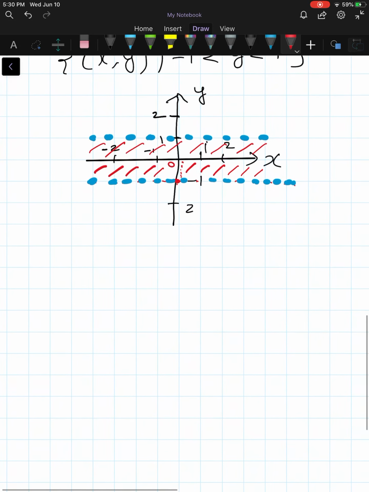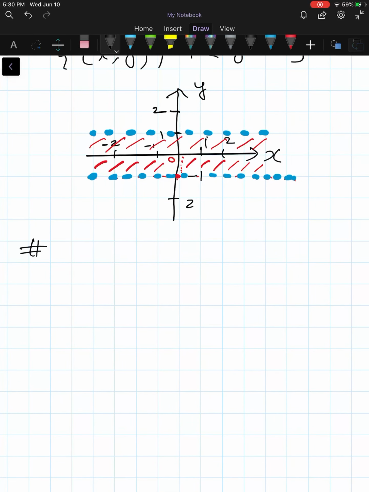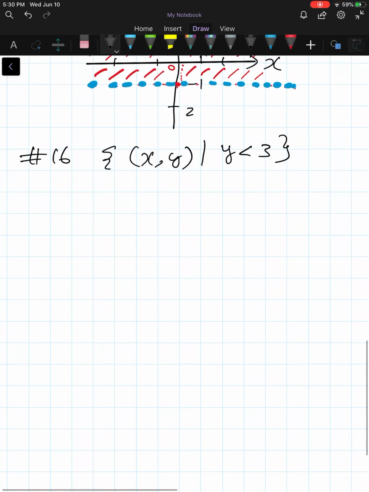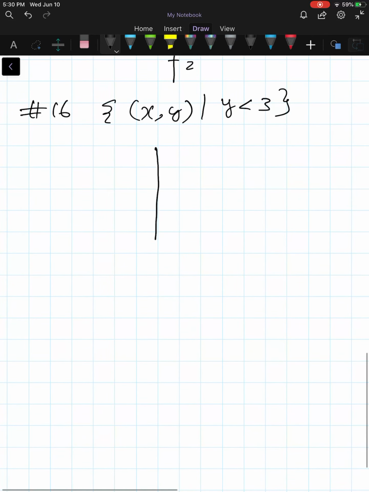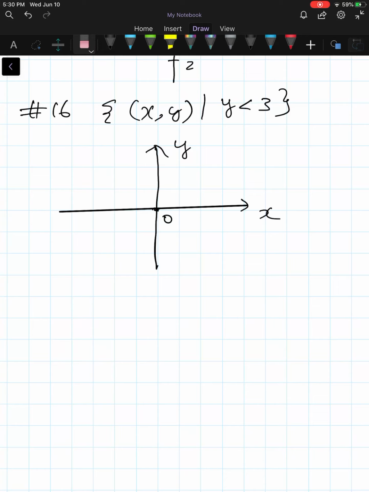Okay, I'll do another one. This is number 16 in your book. Set of all x comma y such that y is less than 3. Yeah, this is the origin. So y is less than 3, so I have to extend my y-axis. I'll change the diagram and write it a little below.